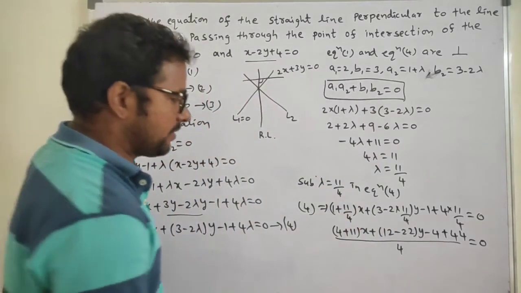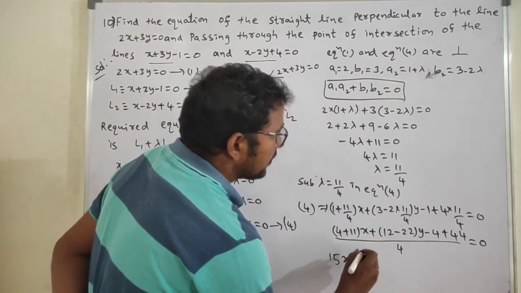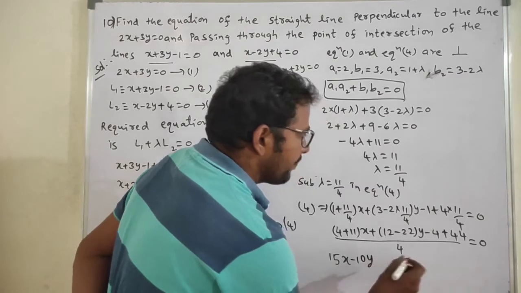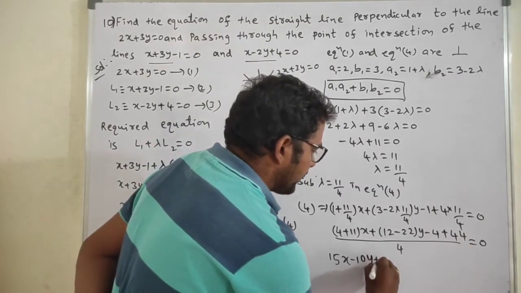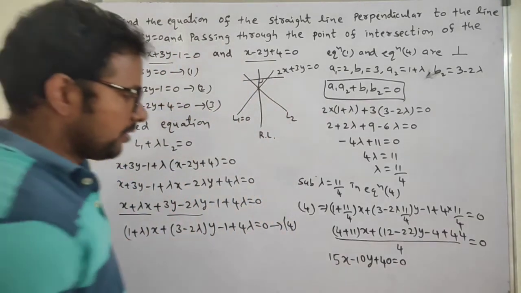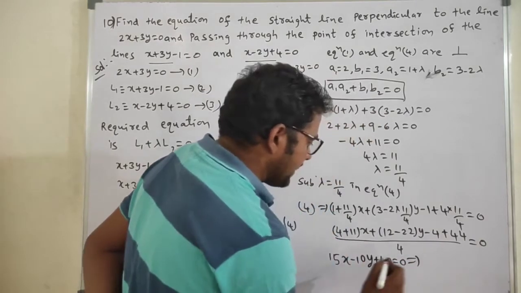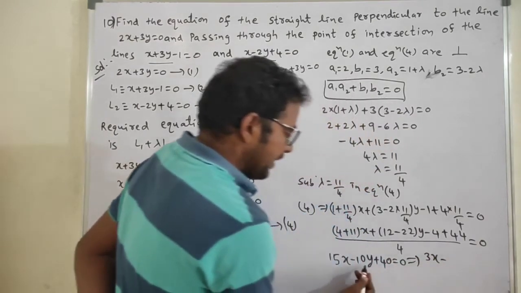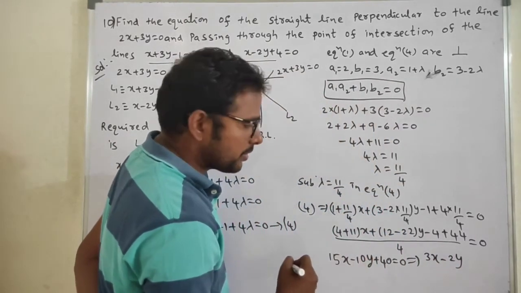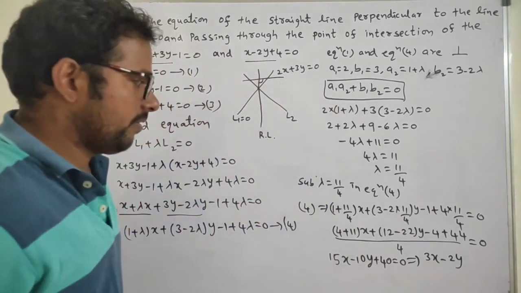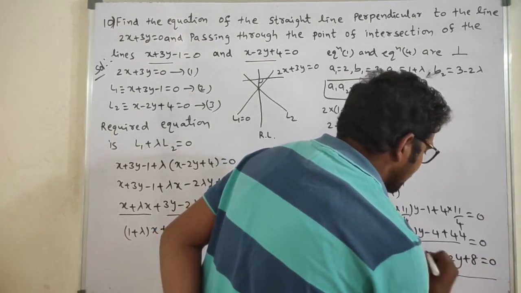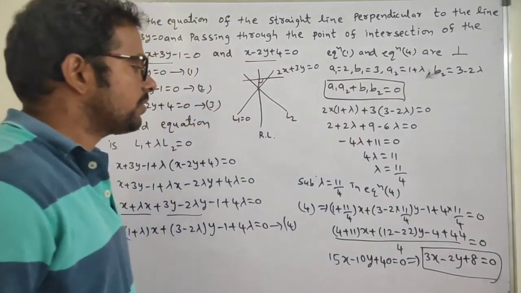So 4 + 11 is 15x, 12 - 22 is -10y, and 44 - 4 is 40, so 15x - 10y + 40 = 0. Can we take any common? Yes, we can take 5 common. Then the remaining is 3x - 2y + 8 = 0, since 5 twos are 10 and 5 eights are 40. So this is the required equation: 3x - 2y + 8 = 0.